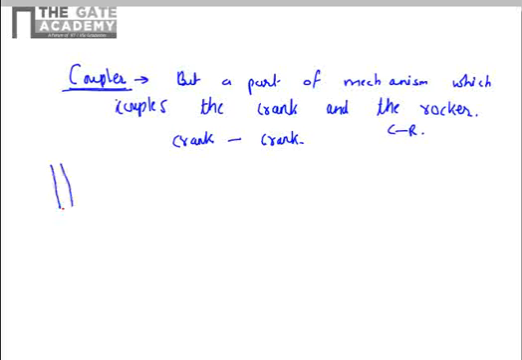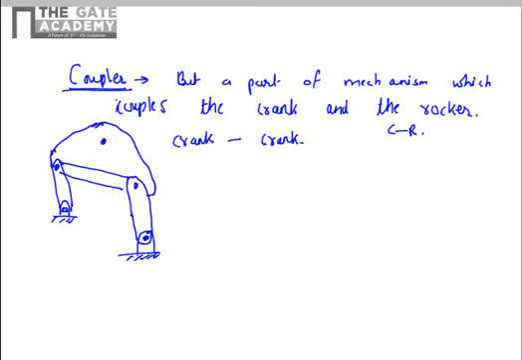In the mechanisms textbook, you will find application of the coupler in a specific manner, but I'll just illustrate that for you here. So this is a standard 4-bar linkage. This is a fixed link which is ground. This is a crank or rocker. This is another crank or rocker, and this is the coupler which connects the crank to the rocker.